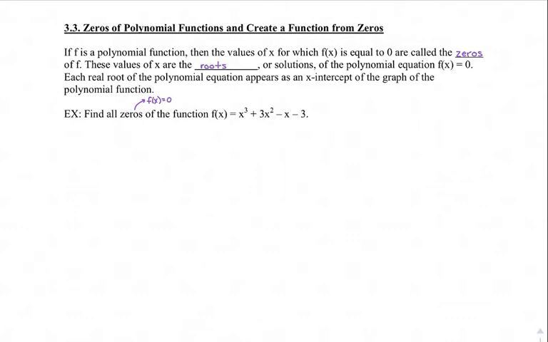Day 3 is all about finding zeros of a function and then creating a function from those zeros. So this might look familiar from Algebra 2. Zeros are basically your x-intercepts, and we know how to find our x-intercepts by taking our function and setting it equal to 0. So whenever it says find the zeros of the function, what it's really saying is find the x-intercepts.